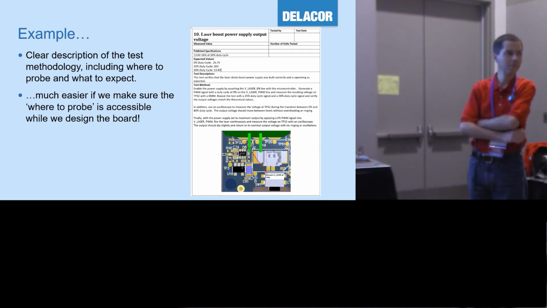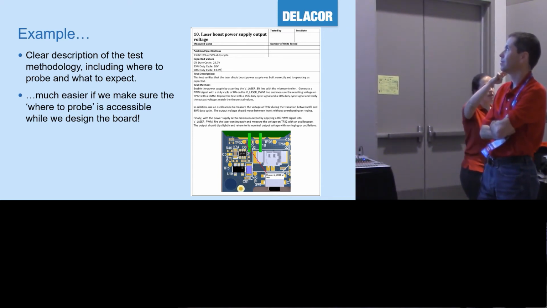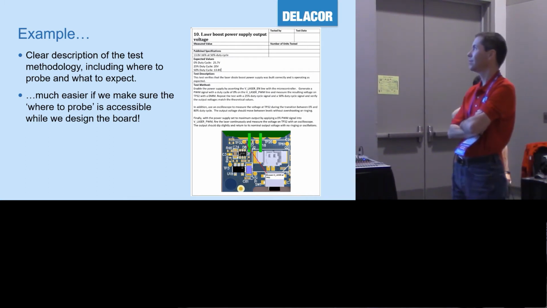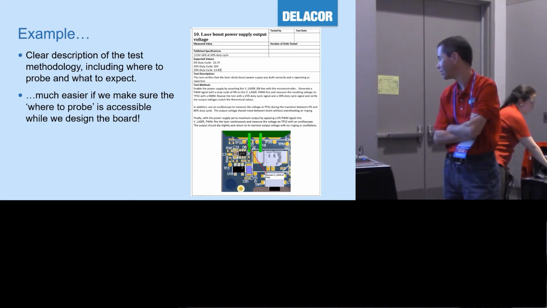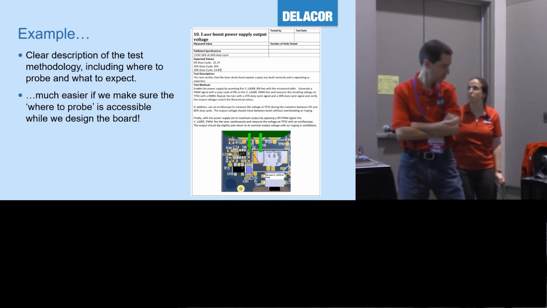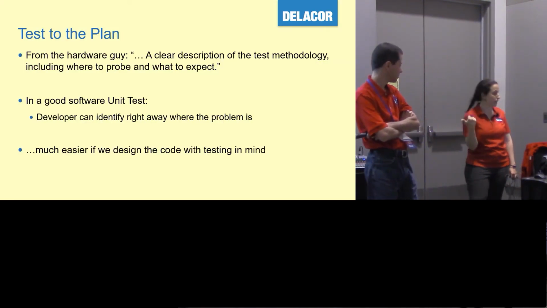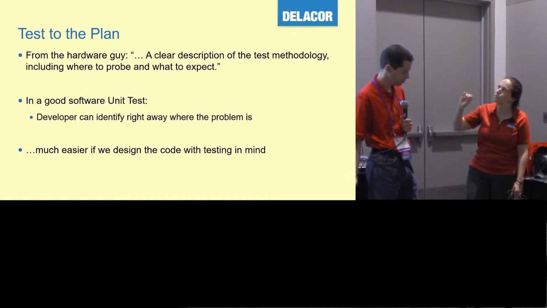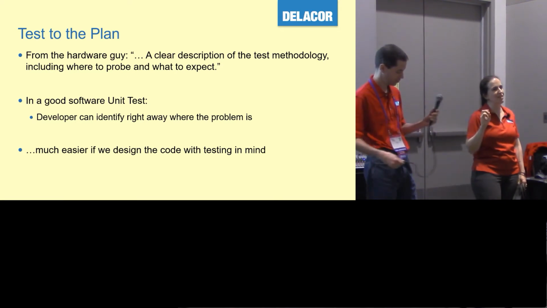The inputs, what are the outputs? What is it that I'm trying to test? And it needs to be very obvious for the developer, if the test fails, where to go to fix, right? Those are the things. So what we do in software, if we're testing to the plan, as we said here from the firewall guy, is a clear description of the test methodology, including where to probe and what to expect. So you're doing the same thing on your unit test.